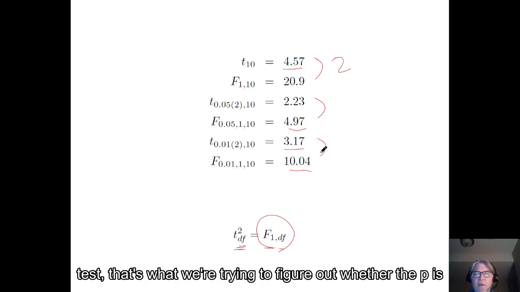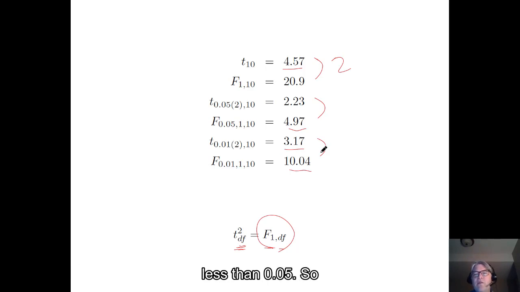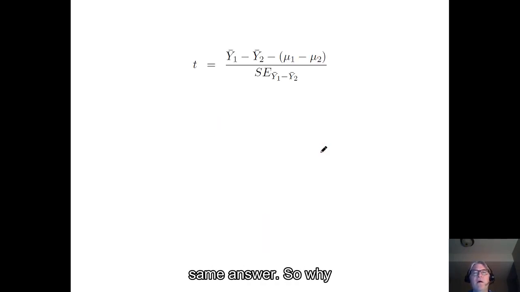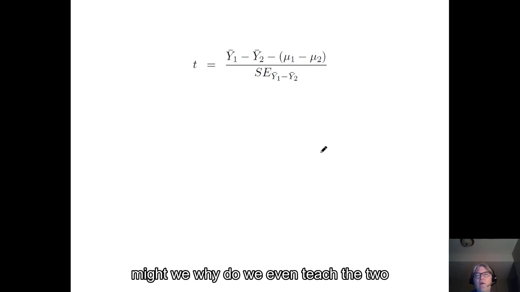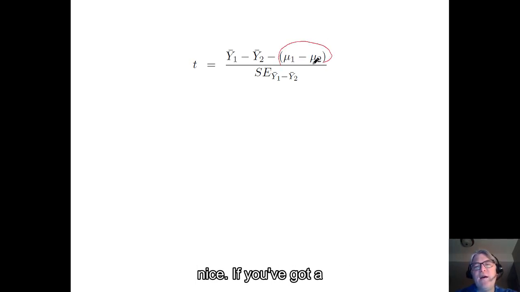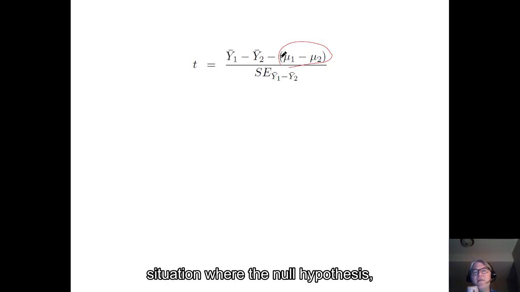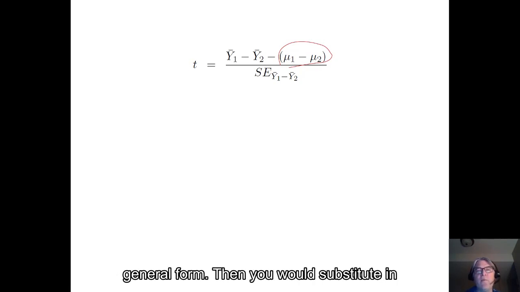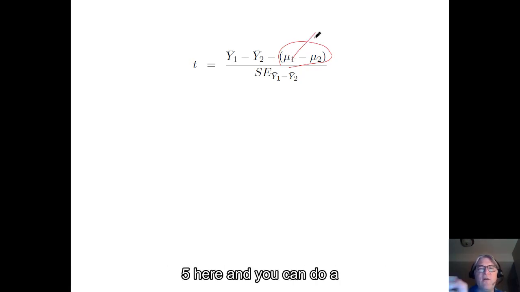That's what we're trying to figure out, whether the p is less than 0.05. So you don't have to sweat which one is the correct test. You can do either test. They're going to give you the same answer. So why do we even teach the two-sample t-test? Well, the t-test is nice if you've got a situation where the null hypothesis is that these groups are not equal to each other, that maybe one's off by 5 or something. It's a more general form, and then you would substitute in 5 here.